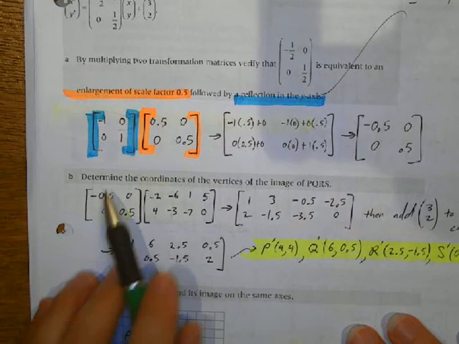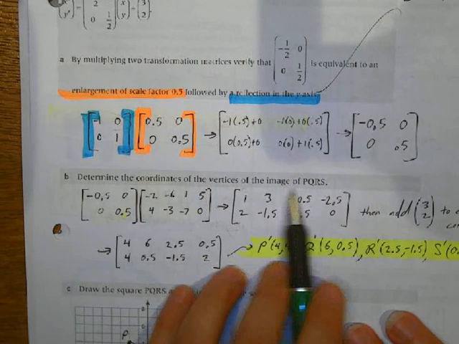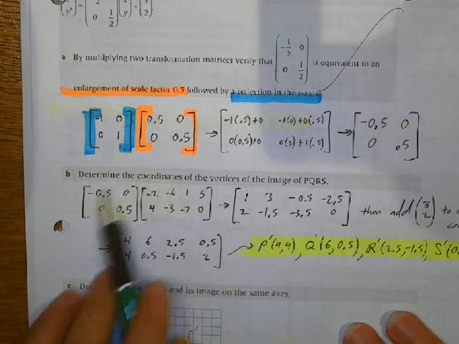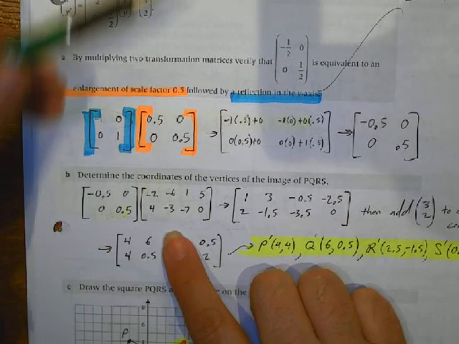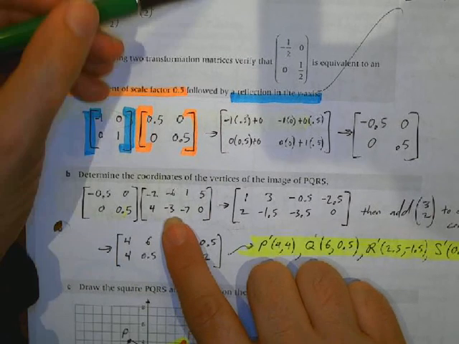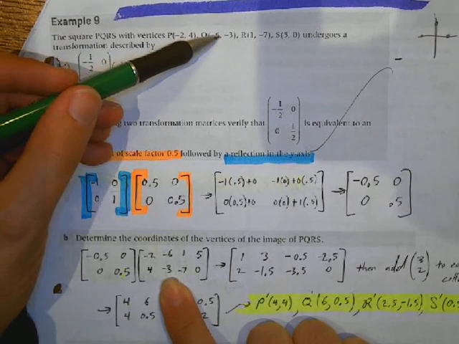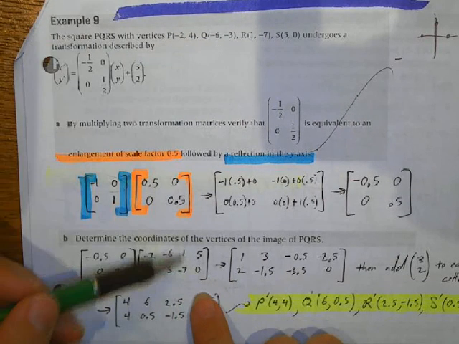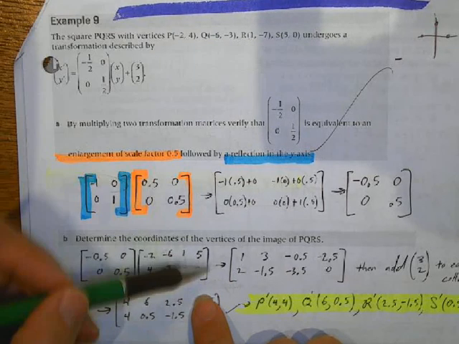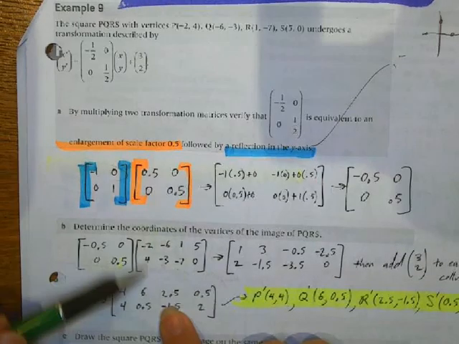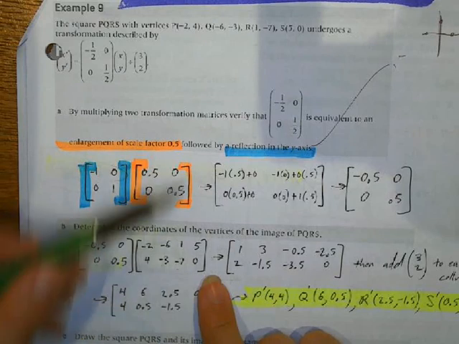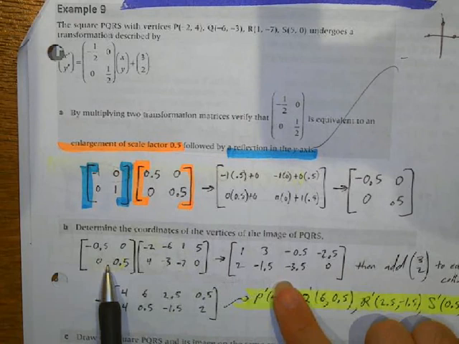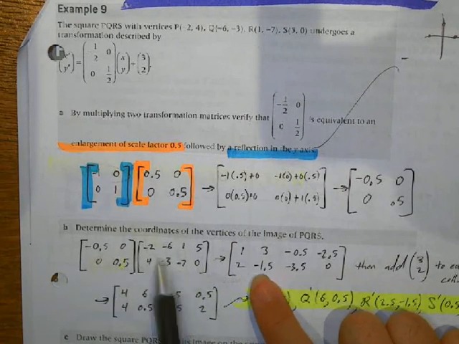Okay, determine the coordinates and the vertices of the new image. So I'm multiplying my transformation matrix times my new coordinates. So negative 2, 4, negative 6, negative 3, 1, negative 7, here, 5, 0, there. So each of these columns represents one of these 4 points. And then if I do my transformation of this times this, I end up with this.